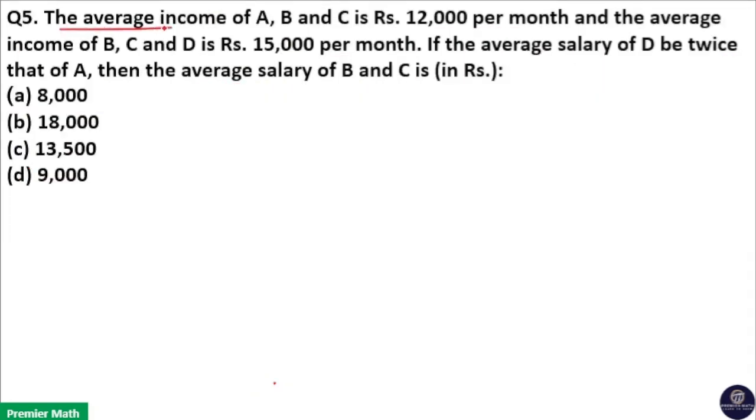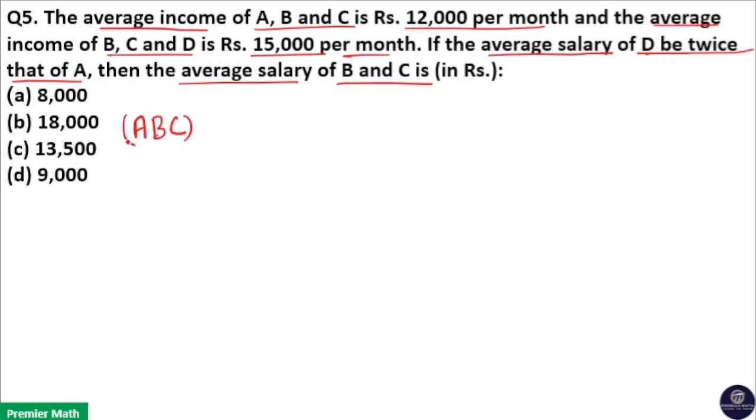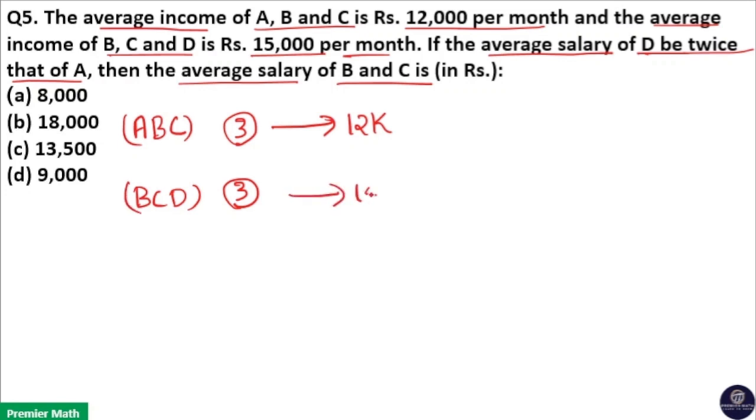The average income of A, B and C is 12,000 per month and the average income of B, C and D is 15,000 per month. If the average salary of D is twice that of A, then what is the average salary of B and C? Here the average income of 3 people A, B and C is 12,000 rupees, that is 12k. And the average income of 3 people B, C and D is equal to 15,000 rupees.